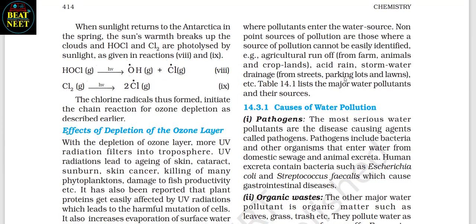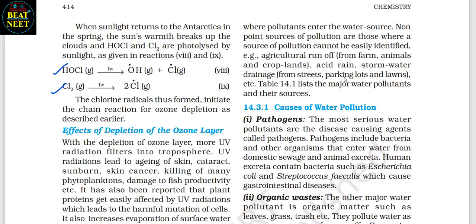When sunlight returns to the Antarctica in the spring, the sun's warmth breaks up the clouds and HOCl and Cl2 are photolyzed by sunlight as given in reactions. HOCl gives out OH free radical plus chlorine free radical.